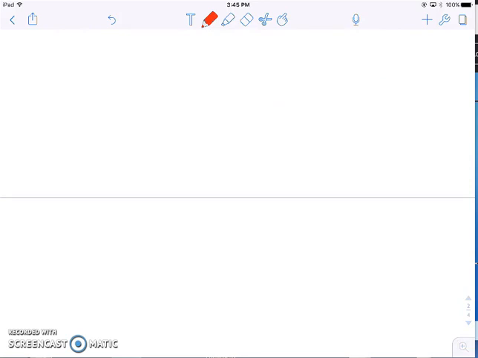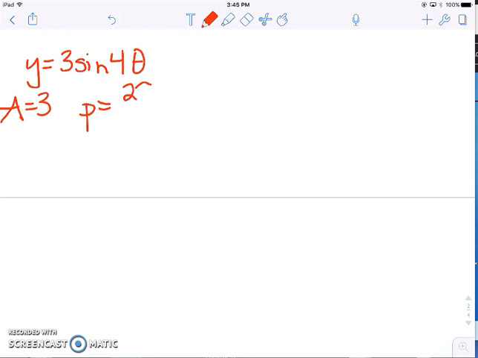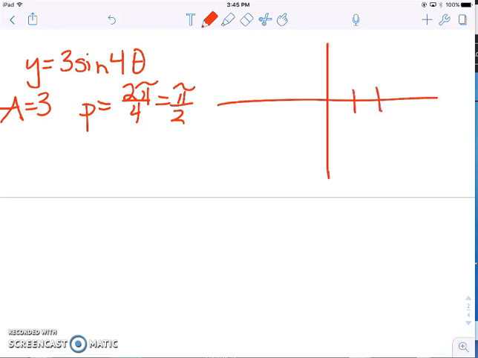So let's take a look at one more. What if we had y equals 3 sine of 4, maybe we'll use a theta instead of an x. Amplitude is 3. Our period is 2 pi over 4. So that's pi over 2. So if we were to graph this, 1, 2, 3, 4, 1, 2, 3, 4. So we have pi over 2.